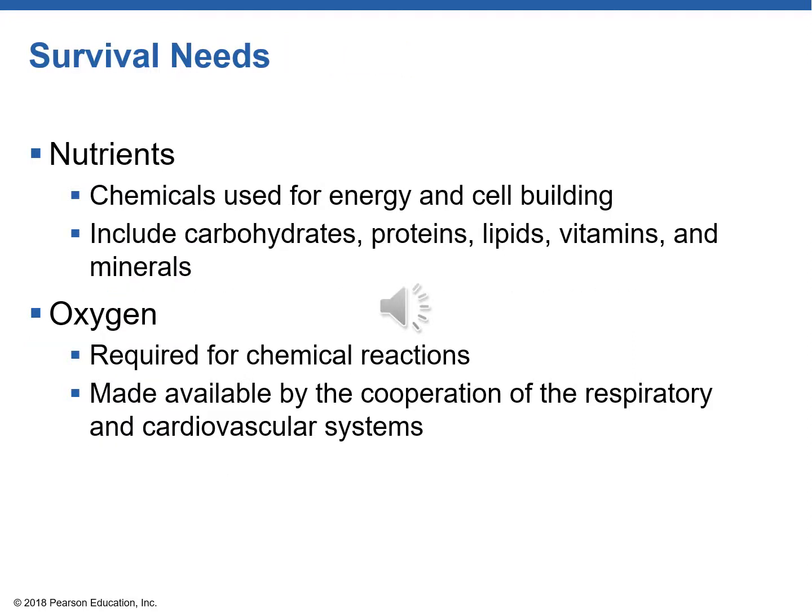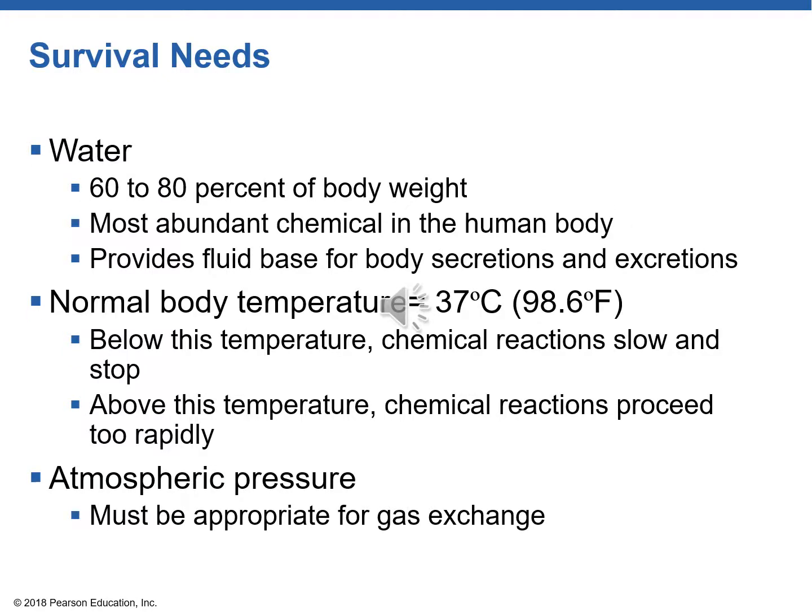A couple slides talk about what we need in order to survive. We all know that we need nutrients for energy. It's going to be in the form of ATP. And we need nutrients in order to build things within our cells. The types of nutrients we need are carbohydrates, proteins, lipids, vitamins, and minerals. And then we need oxygen, of course. And we need water, and we need to be able to maintain a normal body temperature, that our body doesn't get too cold or too warm, and that we're in a normal atmospheric pressure.